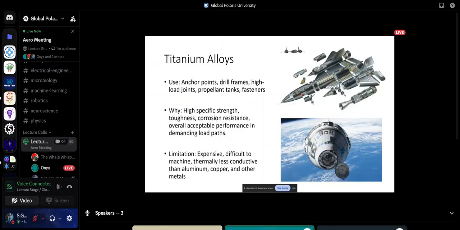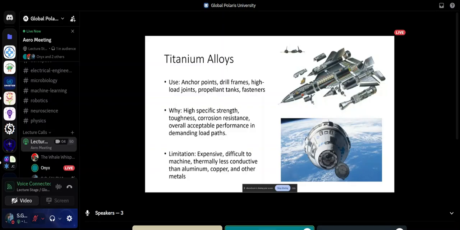Next is titanium alloys. The main use, like I said, will be for anchor points, frames, high load joints, even brackets, as discussed earlier, maybe some propellant tanks or just tanks in general, and some level of fasteners. Titanium has been a very long standing and long proven material. It's been used in all sorts of applications.